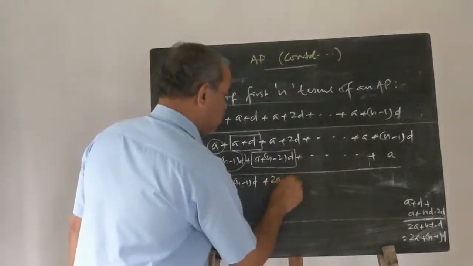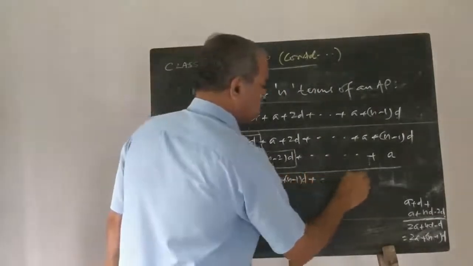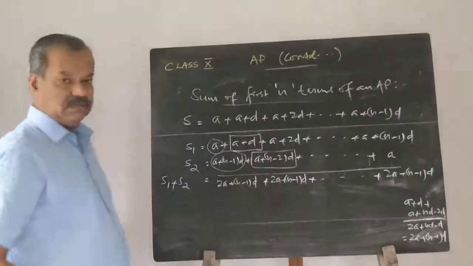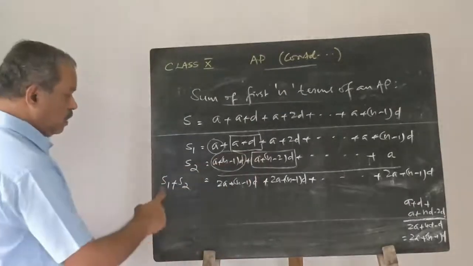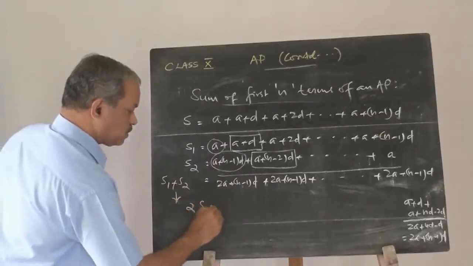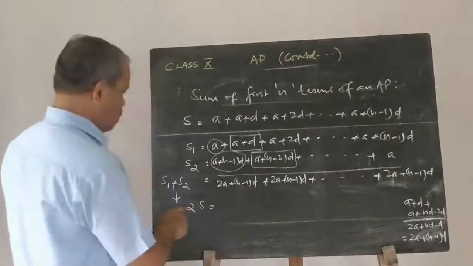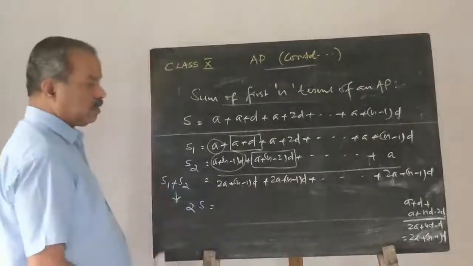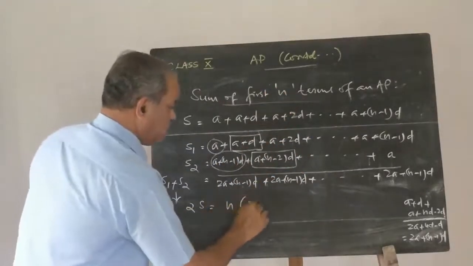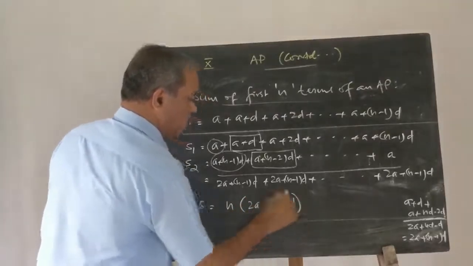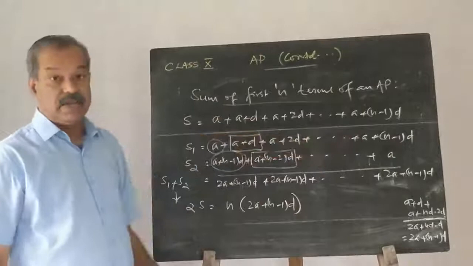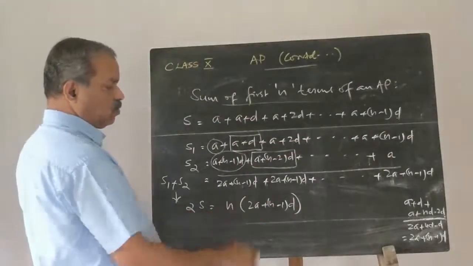That is 2a plus n minus 1 into d plus etc. plus 2a plus n minus 1 into d. That is, each term is 2a plus n minus 1 into d. S1 plus S2 is 2 times S, equal to 2a plus n minus 1 into d. How many times? n times, because we have n consecutive terms. So 2S equal to n into 2a plus n minus 1 into d.